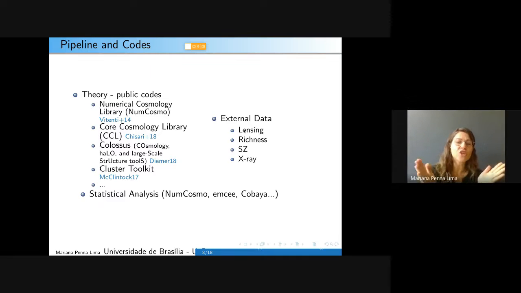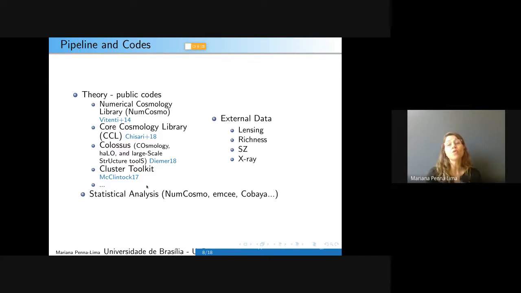For cluster cosmology or cluster mass estimation, we have to build some pipelines where we have to take care of the theoretical computation, as I showed you. We have to deal with the external data. So, for example, why am I calling this the external data? Because this library does not have the tools to process the data. You have to provide a catalog directly, okay? So that's why I'm separating the external data.